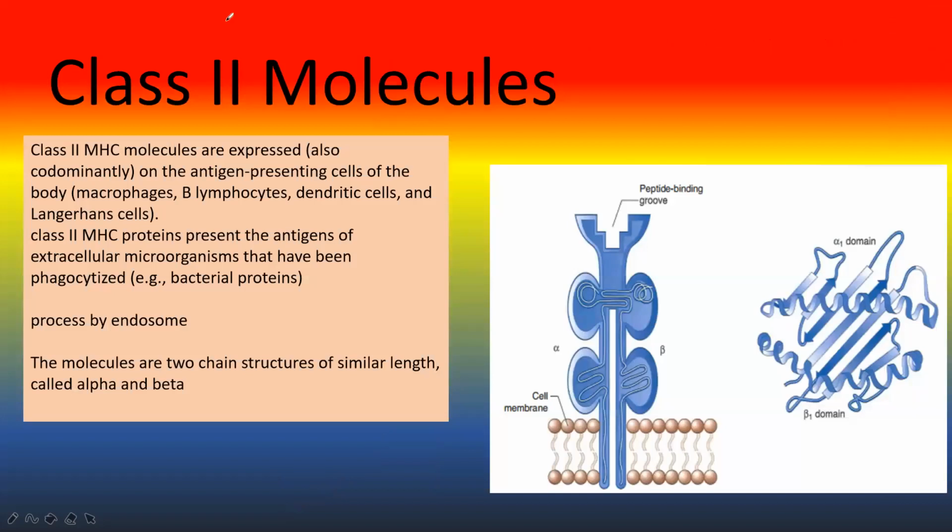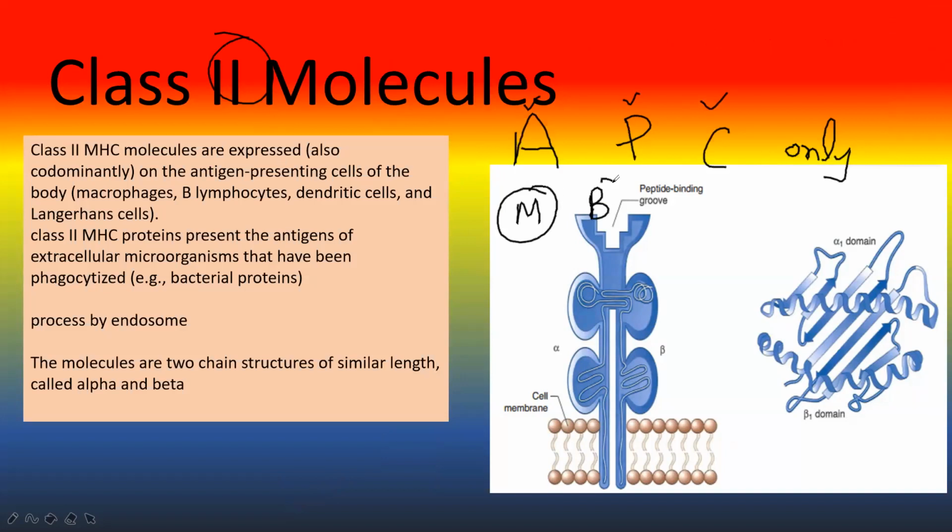Okay, how about class 2? What is the location of class 2? Class 2 is present on APCs only, antigen presenting cells. What are the antigen presenting cells? Macrophage, B cell, and dendritic cell. Dendritic cells are most important. Some also mention Langerhans cells inside the skin, which also work like antigen presenting cells. But you must keep in mind these three are important for us.